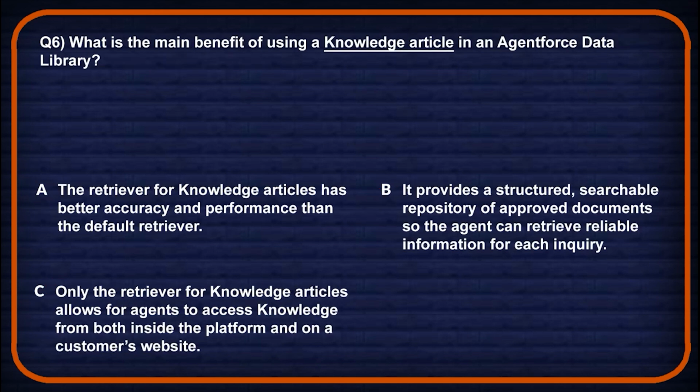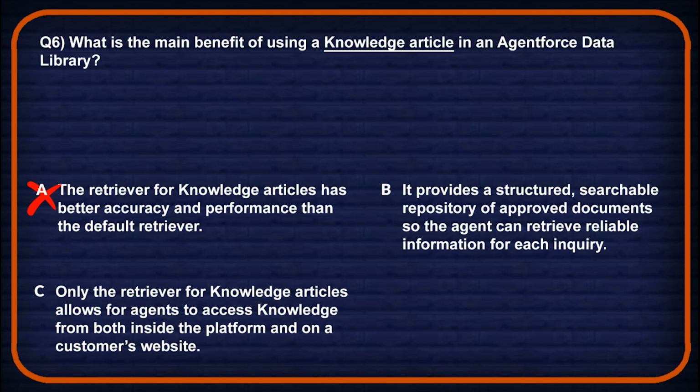Question number 6. What is the main benefit of using a knowledge article in an Agentforce data library? Option A. The retriever for knowledge articles has better accuracy and performance than the default retriever. Accuracy and performance are not inherently better than the default retriever. The benefit lies in structured, approved content. Hence not the right choice.